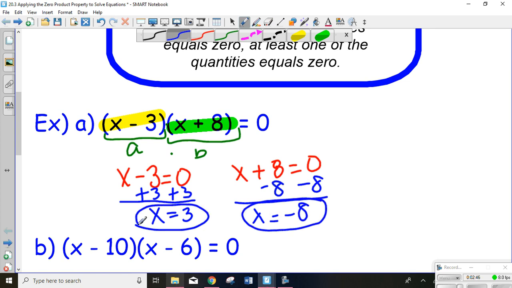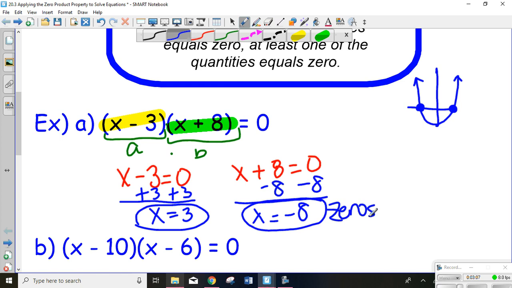Now, if you remember back to the last chapter when we were talking about those parabolas, the very last thing we talked about were the zeros. These two places right here were called my zeros. Well, these two numbers are the zeros of my quadratic function.